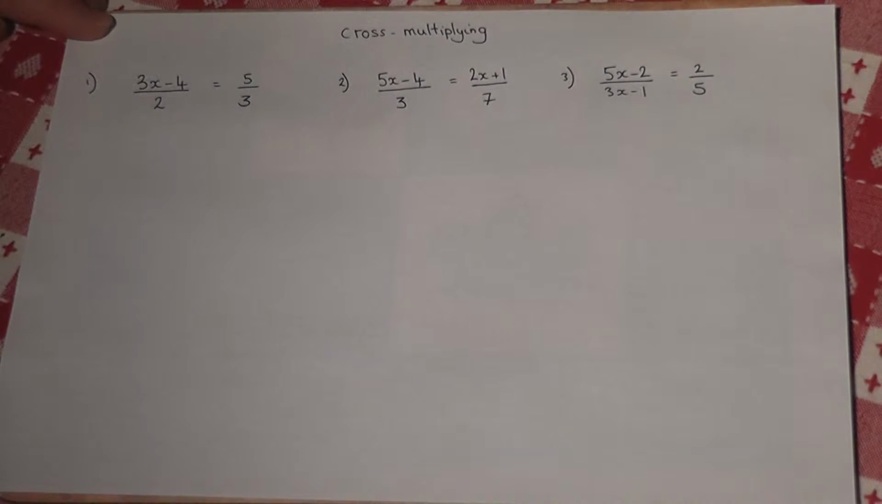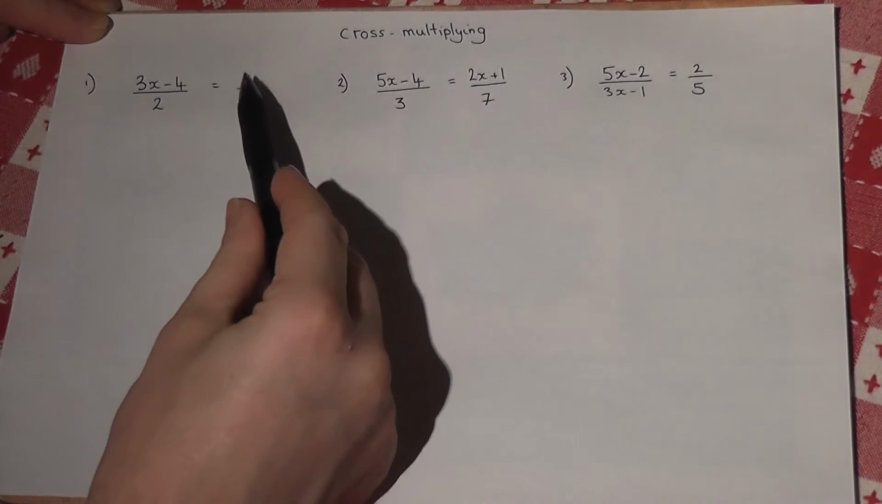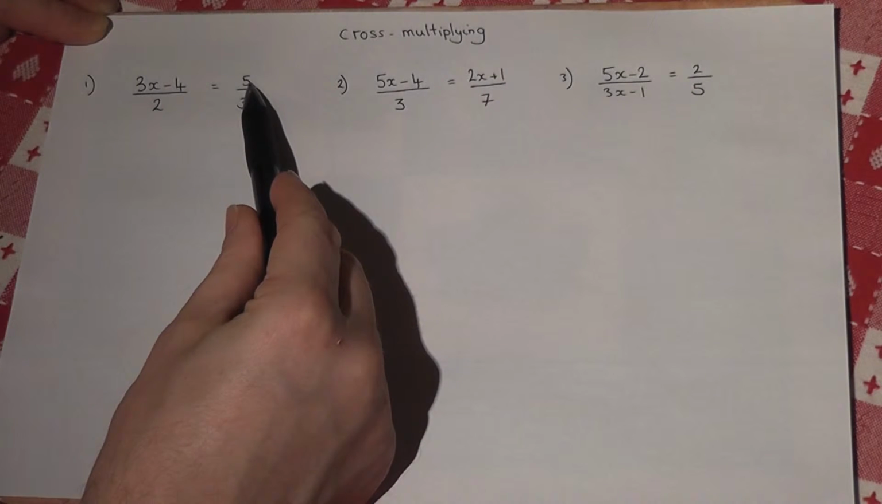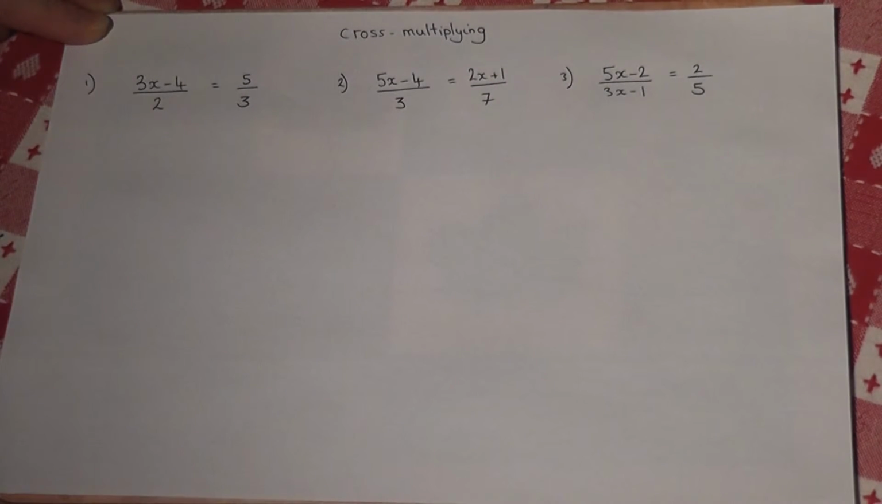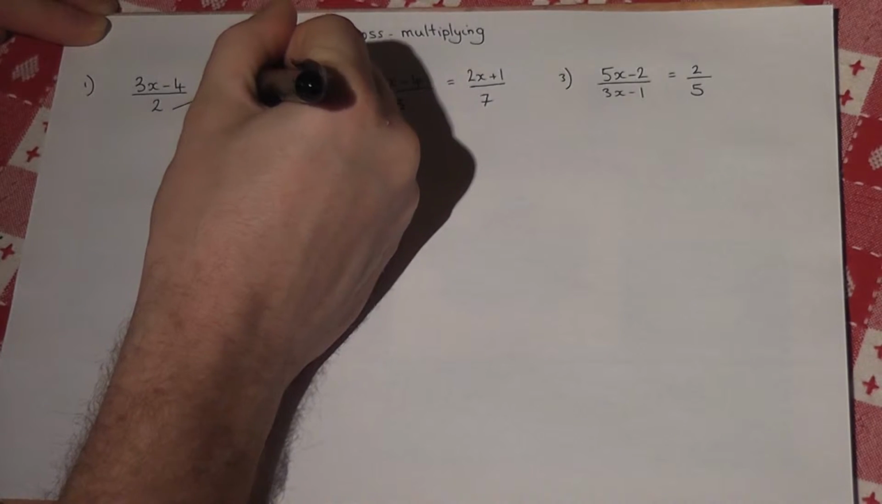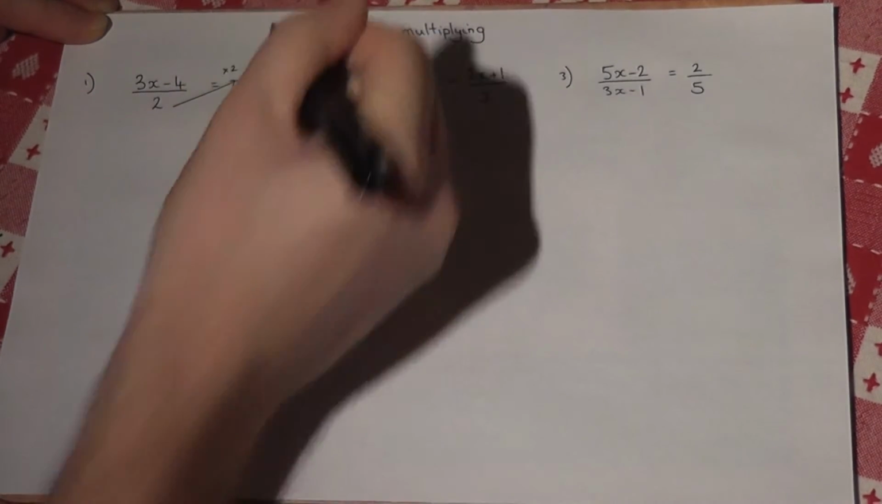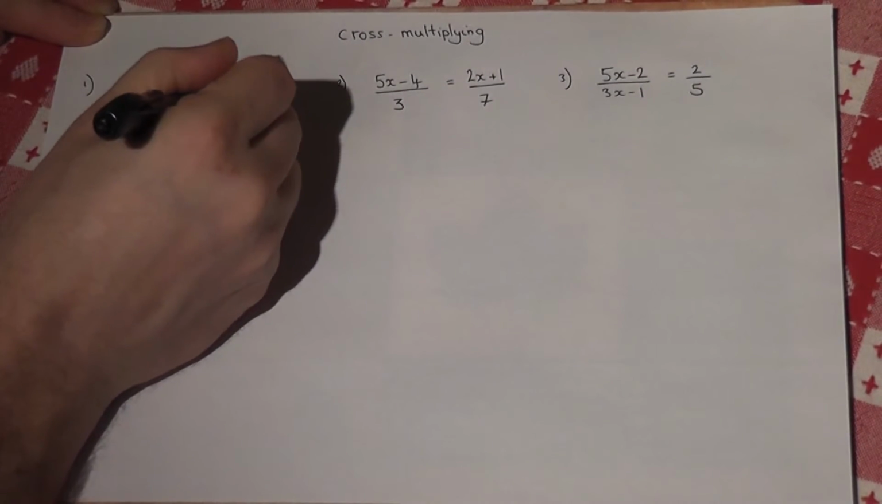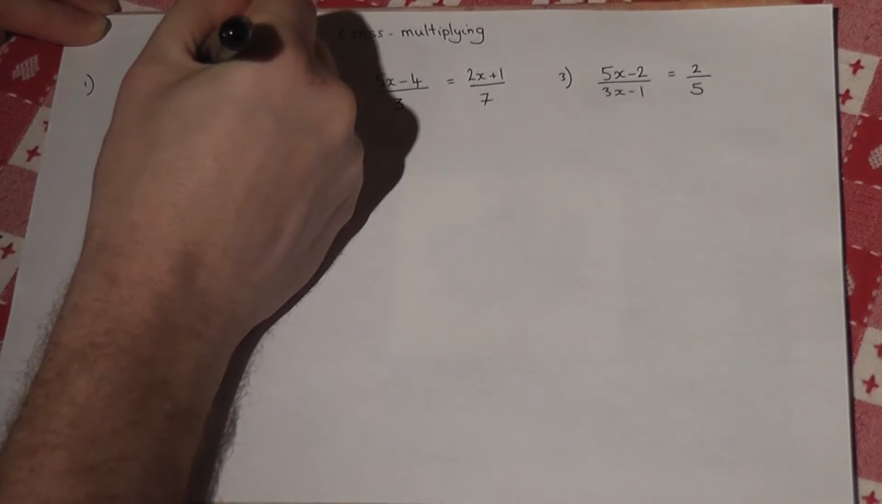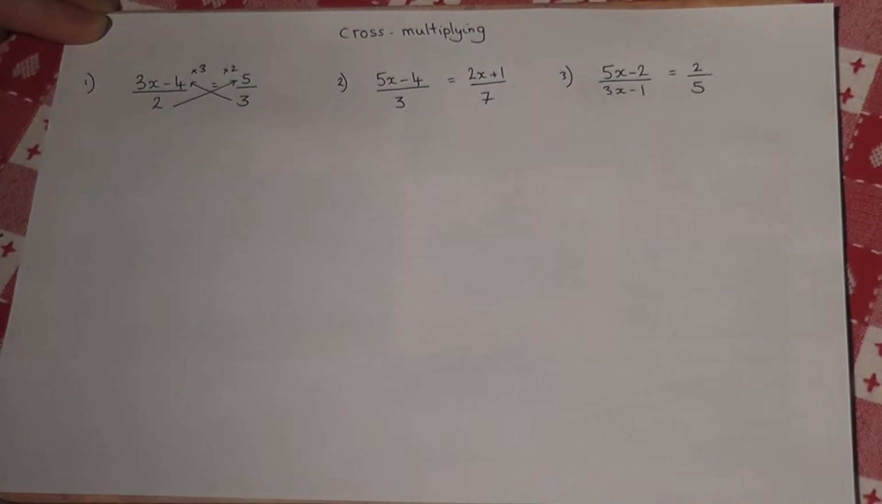Cross-multiplying is a technique for solving equations where there are two fractions on either side of the equal sign. Now, it's quite a simple technique. It simply says that we times the other numerator by the other denominator. So I times that side by 2, and I times this side by 3.